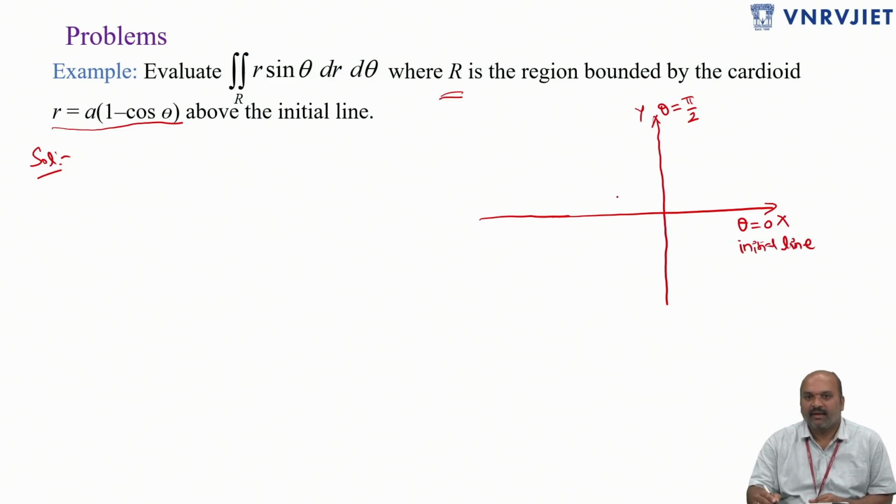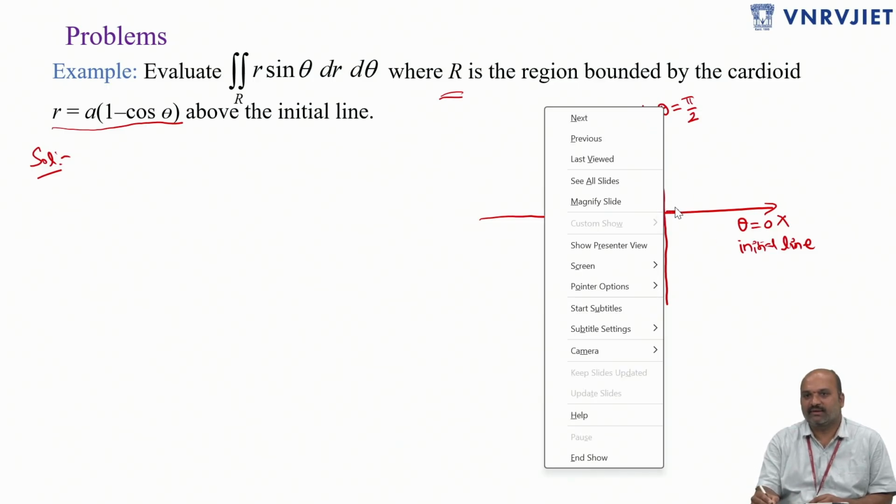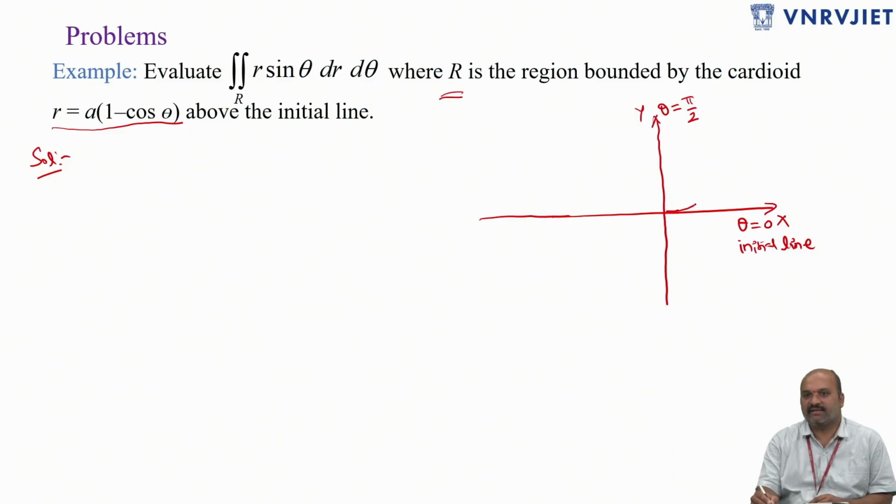Now, actually, what is a cardioid? How does this curve look? r equals to a into 1 minus cos theta. Okay, you remember this curve. This curve looks like r is equals to a into 1 minus cos theta. Actually, the curve looks like this. This is the entire cardioid.